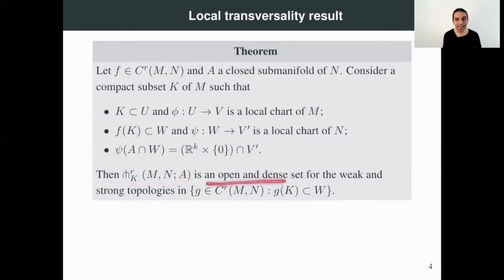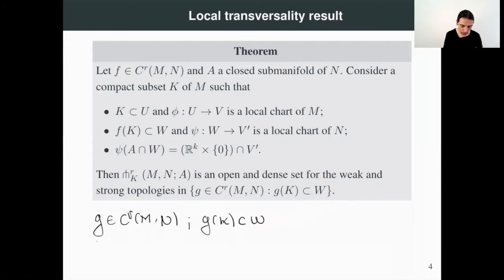Under this hypothesis, the theorem says that then the set of C^r maps that are transversal to A along K is an open and dense subset of the set of C^r maps such that the image of K is contained in W, for both the weak and the strong topologies. Let us consider an element G of this set. So we have a map G that is a C^r map such that the image of K is contained in W.